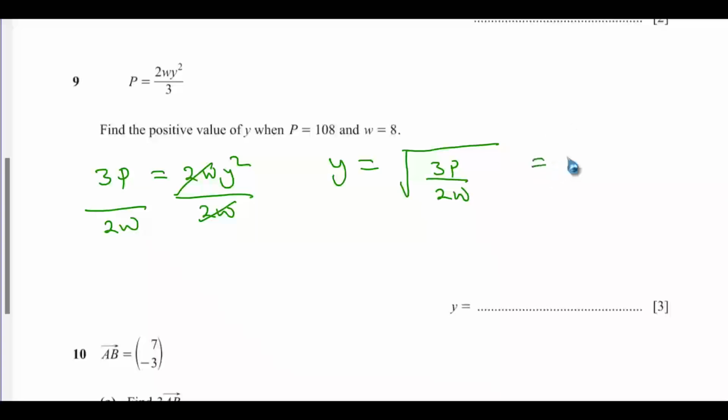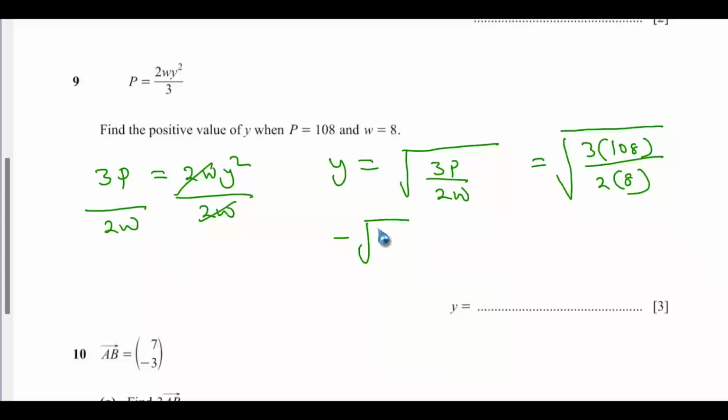So we can now key in the values. So that will be equals to square root of 3 into bracket 108 over 2 into bracket 8. So this will give us square root of 304 over 16, and that will be equals to 18 out of 4. And finally, y equals to 4.5. So y will be equals to 4.5. Let's go to the next question.